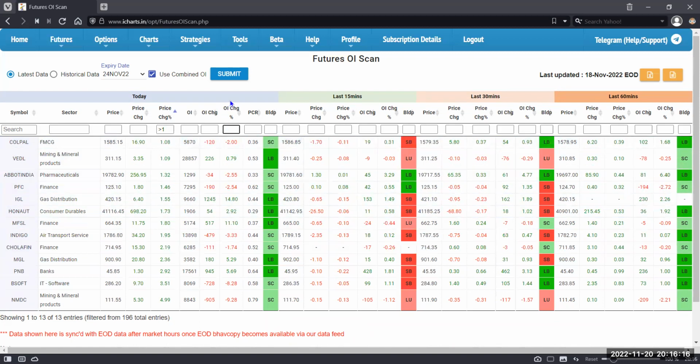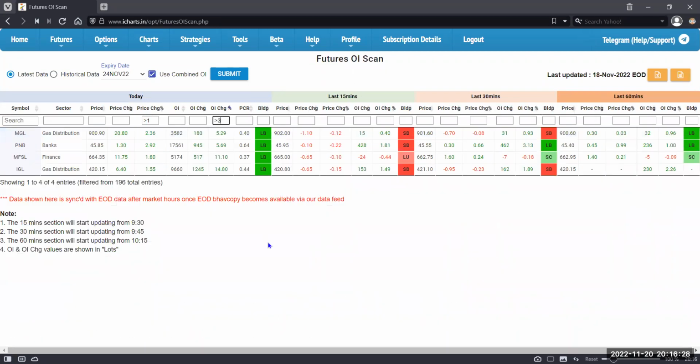Then you can also scan based on OI change percent, because OI change has to be significant for this to be really meaningful. So the barest minimum would be more than 3%. Many people prefer more than 5%. So you can change this based on this. But this will quickly give you a short list. And of course, if the market has been bearish, then probably you'll get a longer list on the bearish side.